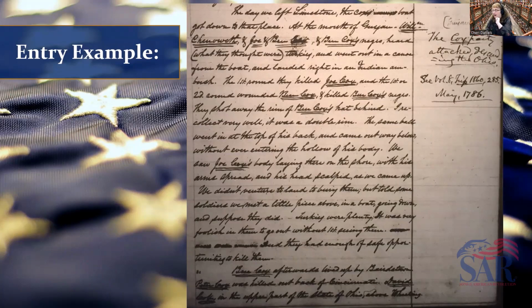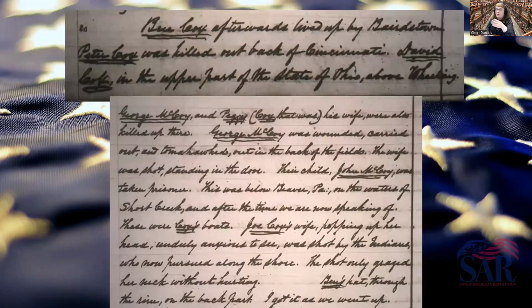So Ben Cox afterward lived up by Bairdstown. Peter Cox was killed out back. It says out back of Cincinnati. So we'll have to envision what that actually means. David Cox in the upper part of the state of Ohio above Wheeling. George, this goes into more people, George McCoy and Peggy Cox. So we know that there was a Peggy Cox who married a George McCoy. It says his wife were also killed up there. So again, another incident that I could potentially go research to find out more about all of these people.